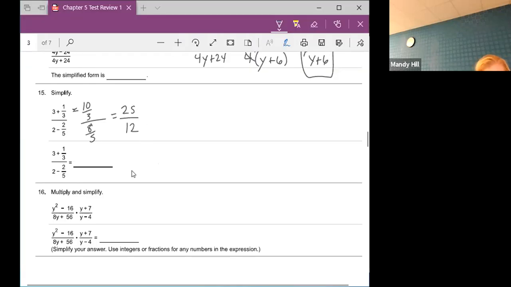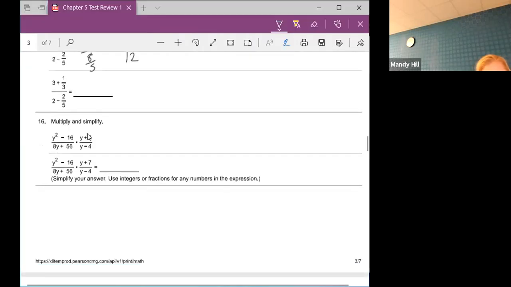Now, that's the answer they wanted, 25 over 12. So we're good with that. When it says multiply and simplify, we've had a problem that was similar to this already. You want to try to factor this thing before you simplify, because if you have anything that's the same on the top and the bottom, they're going to cancel out.